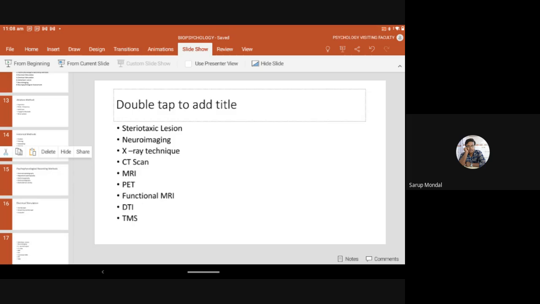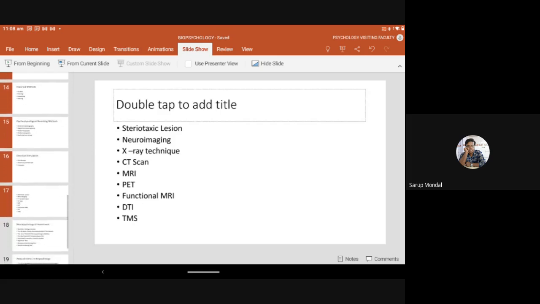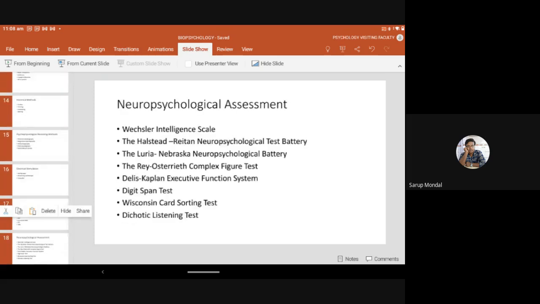So now today I will start from the next slide, that is the neuropsychological assessment. This is the portion from where I have to start today.